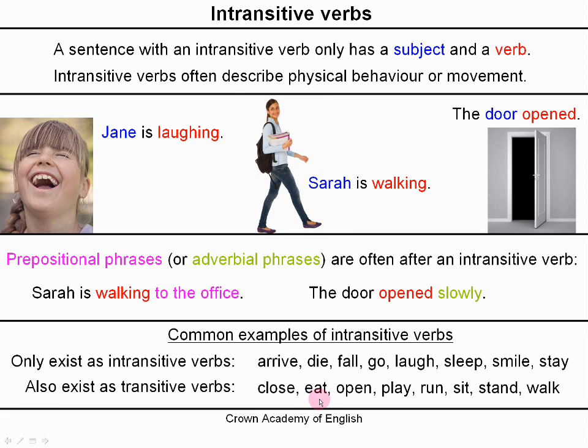Let me give you an example. Eat, if it is intransitive, we can simply say, I am eating. No object. I am eating. But we can also say, I am eating a sandwich. And there it is transitive, because there is a direct object. So certain verbs can be both transitive and intransitive.